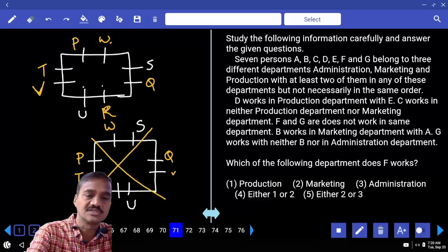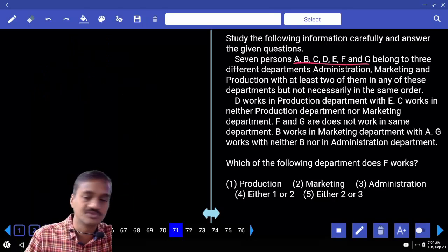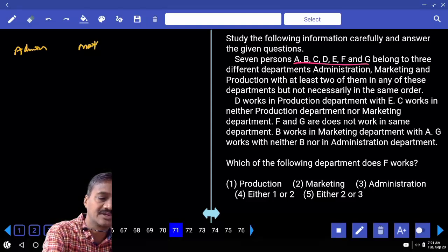Then 71 to 75. Now in this 71 to 75, how many persons are there? There are some 7 persons. Who are those 7? A, B, C, D, E, F and G are the 7 persons belonging to 3 different departments. And what are the 3 different departments we have? Admin, marketing and production.